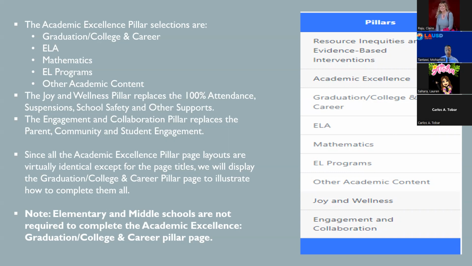You'll also have ELA, math, EL programs, and the new one that we added, other academic content, which is intended to give schools the opportunity to address content areas like social science or science, for example, if there's a need identified as part of your comprehensive needs assessment process. There will also be a tab for pillar number 2, Joy and Wellness, which replaces the old 100% attendance, suspension, and other supports. And a tab for pillar number 3, Engagement and Collaboration, which replaces the previous parent engagement goal page.